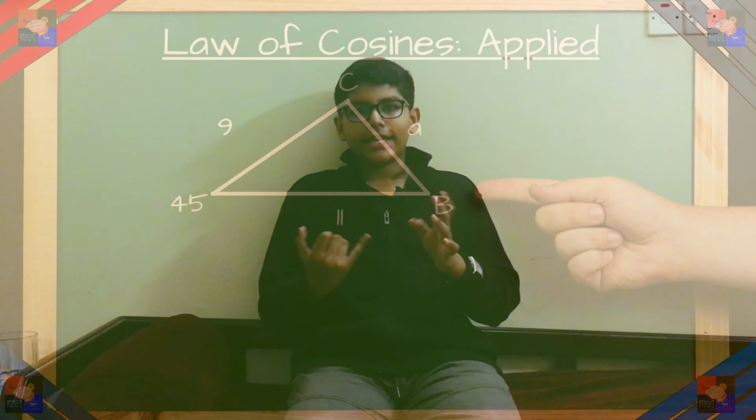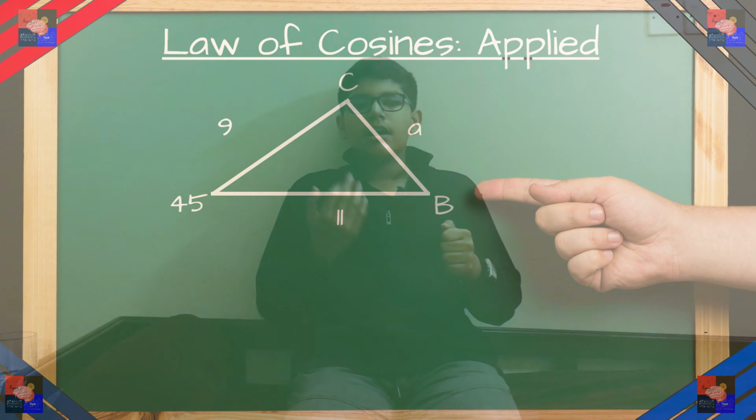So in our previous video, we talked a lot about the law of sines. The law of sines helps us understand more about oblique triangles. But there are some oblique triangles where the law of sines does not apply, like this triangle shown here.